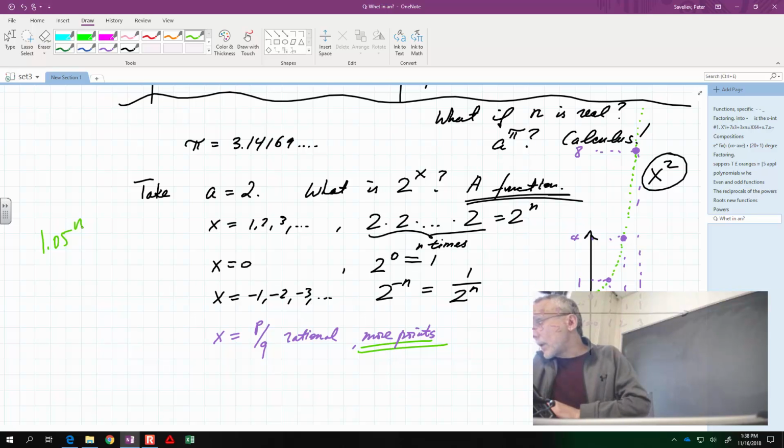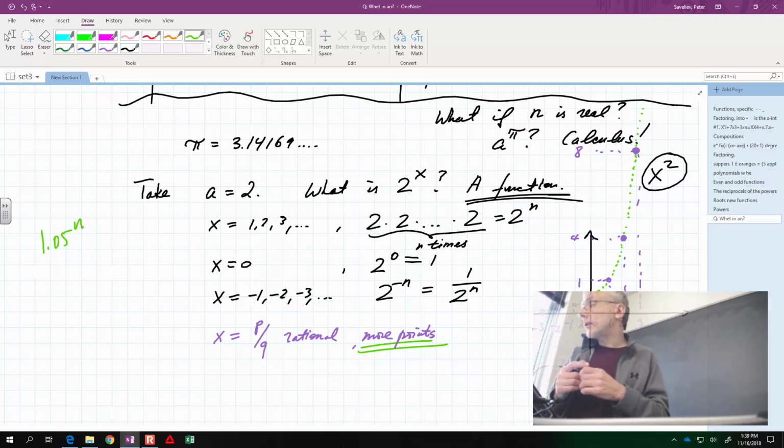Picking up from this point on, it is a very important function. Beyond the polynomials and rational functions, this is the most important function before you get to trigonometry.